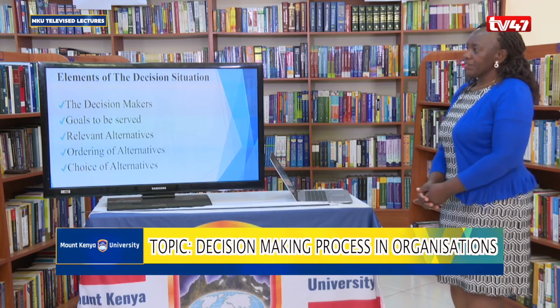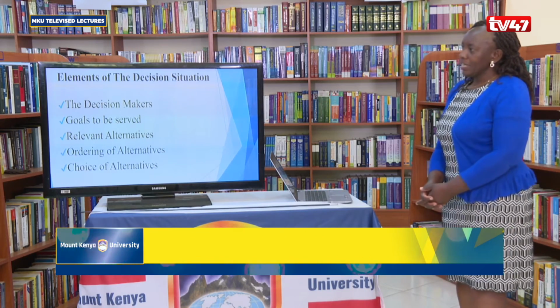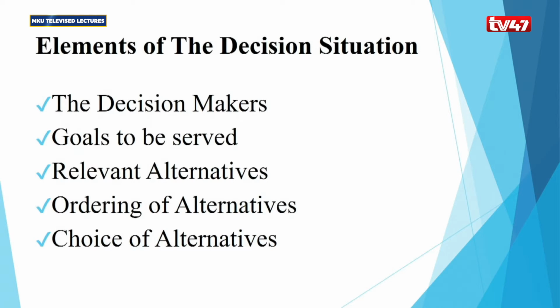There are elements of the decision situation. That is, for us to make these decisions, what elements must be present? One, we have the decision makers. In an organizational scenario, this could be the managers at whatever level. Decisions are made at all levels in the organization. Two, there are goals to be served. And this means, why are we making the decisions? We are making the decisions because there are goals to be served.